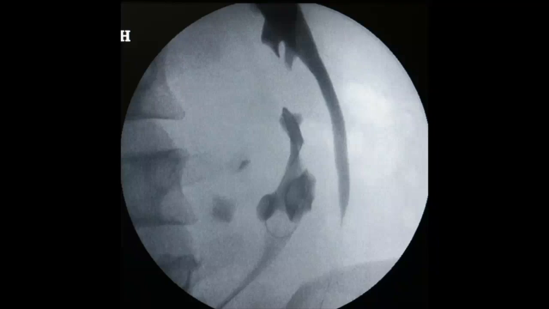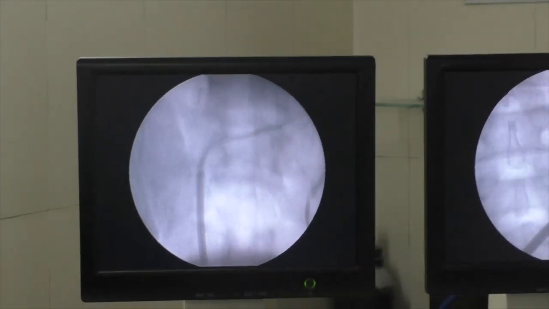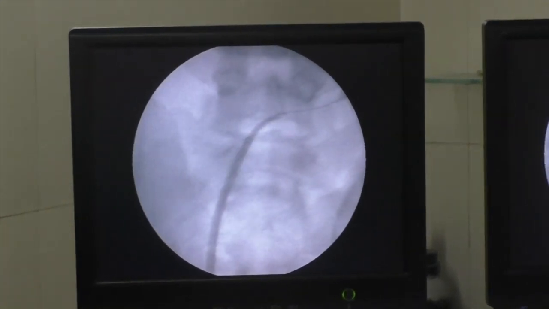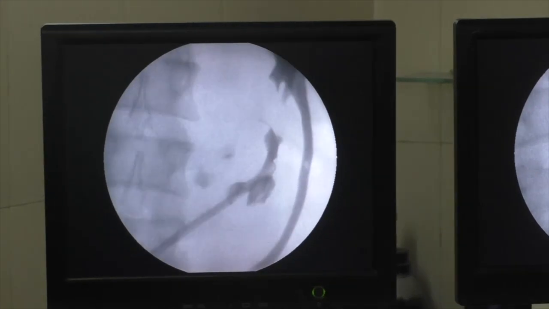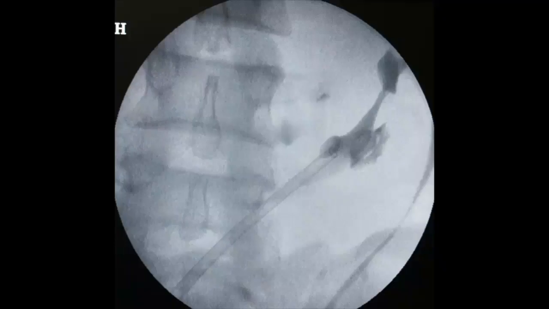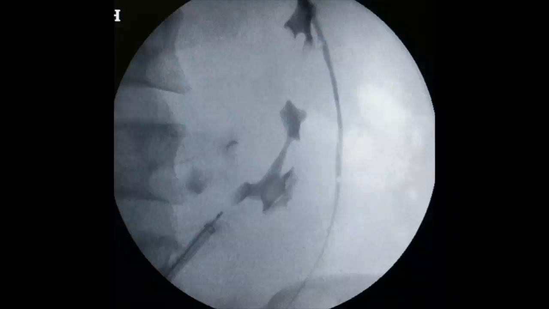RIRS was performed in this case. Doing PCNL in such reoperated cases may be difficult. In RIRS, this is the crossing of the ureter, where the access sheath could go easily into the lower moiety up to the pelvis, because this is a smaller access sheath, and the access sheath also has some flexibility, so it could reach in a dilated ureter.